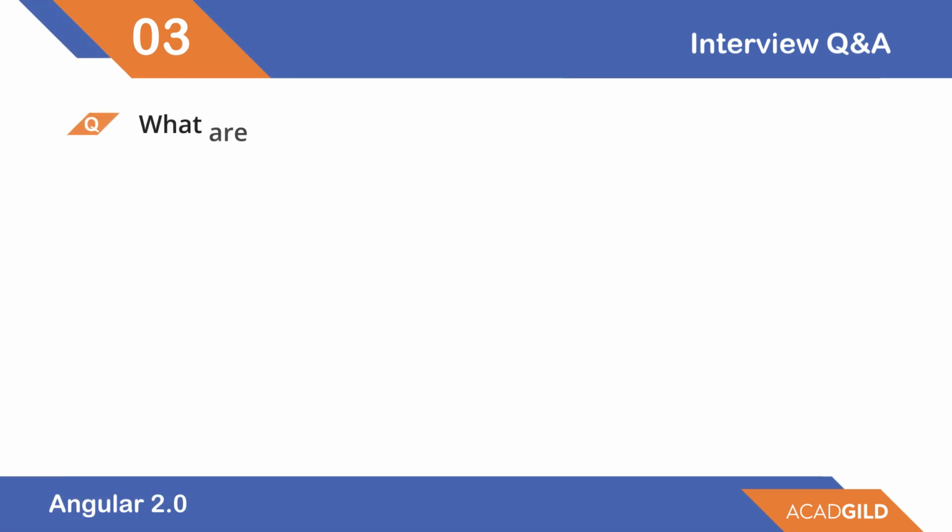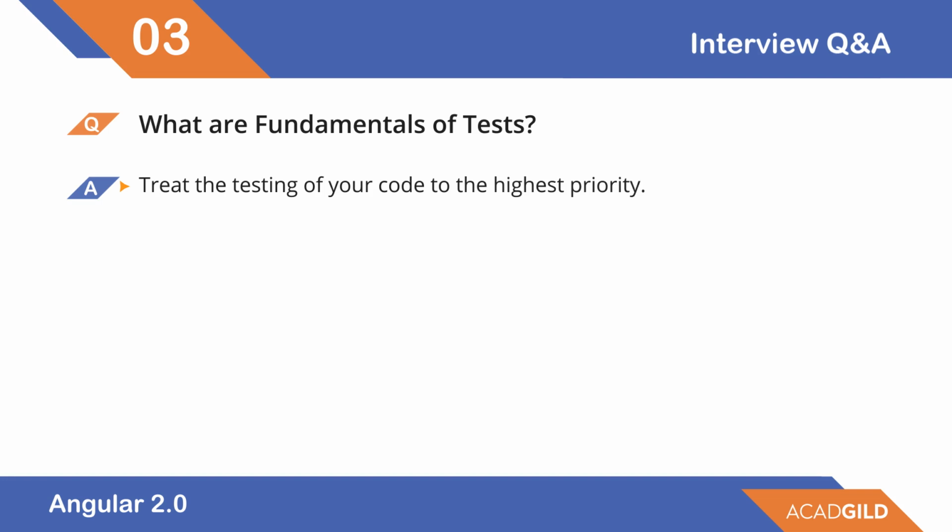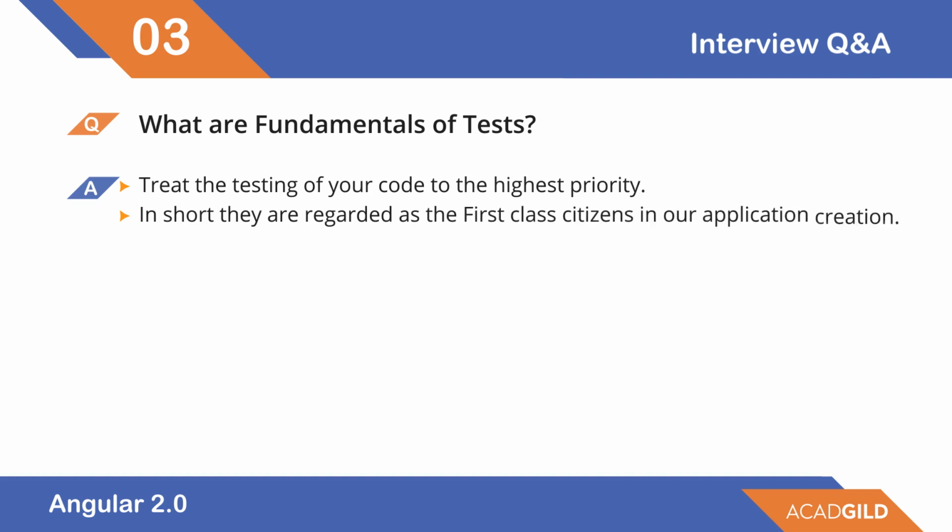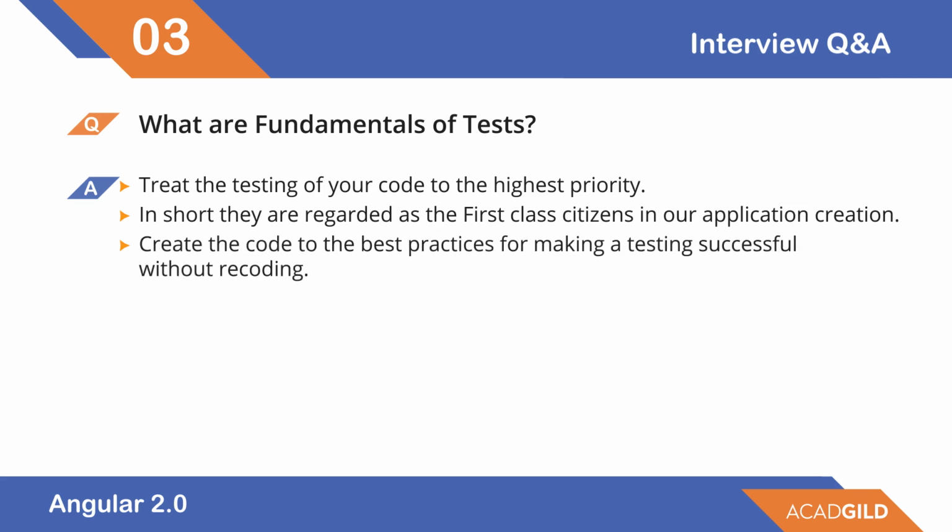Question number three: what are the fundamentals of tests? We need to make sure that tests are first class citizens. So we need to treat our tests as we treat the other parts of the application code. We need to use our best practices and code guidelines which apply to other code as well. Like we need to write clean code. We need to write small functions with proper naming and single responsibility.